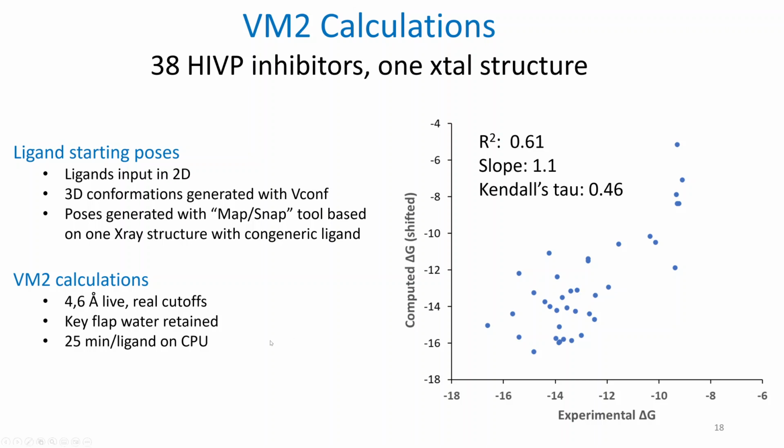Here, the calculations were done with our vanilla 4 angstrom live set around all the ligands, 6 angstrom real set. We did keep a flap order, the so-called HIV protease flap order, which we knew was critical to binding for this set of compounds. These calculations took about 25 minutes per ligand on pure CPU and gave pretty good correlation with experiment as shown to the right.